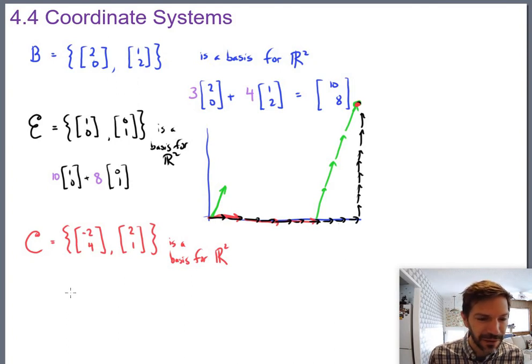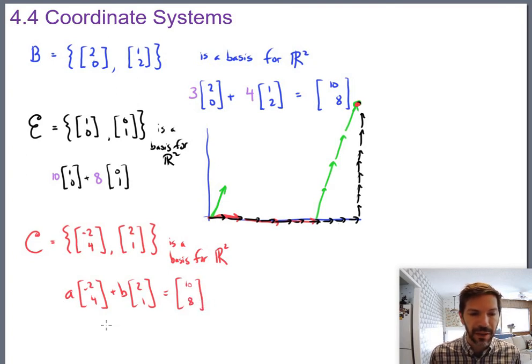So we're looking for some multiple of -2, 4 plus some multiple of 2, 1 that gets us to the same spot. That gets us to 10, 8. And you can rewrite this a couple different ways, but ultimately, you could write it in matrix multiplication form. This is currently sort of in vector form, or even linear equation form, but ultimately you're going to solve this system either with an inverse matrix or with row reducing. I'll just go ahead and do row reducing.